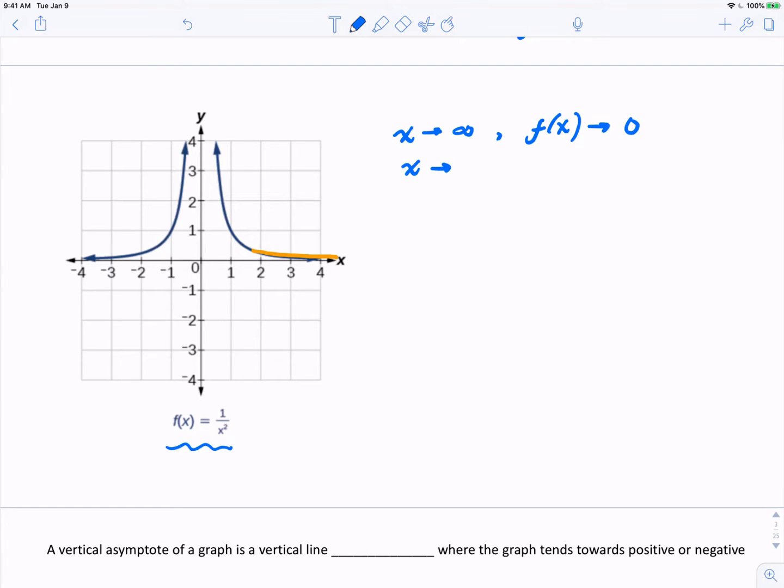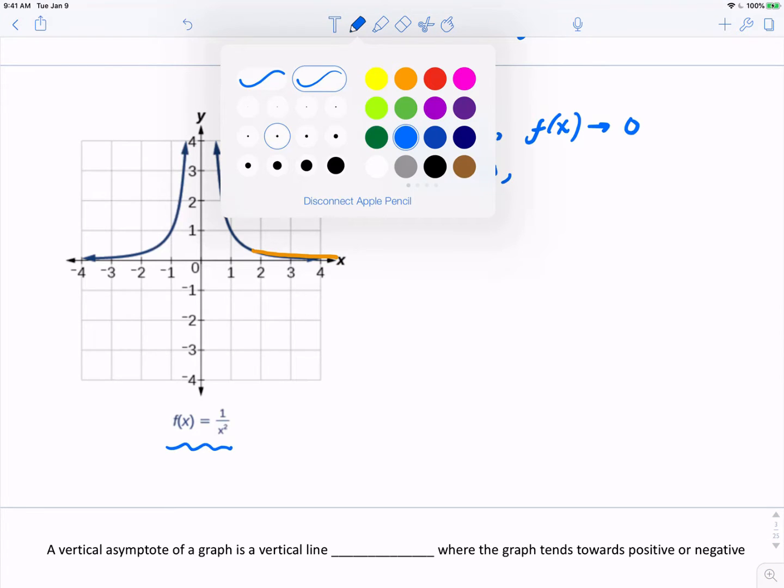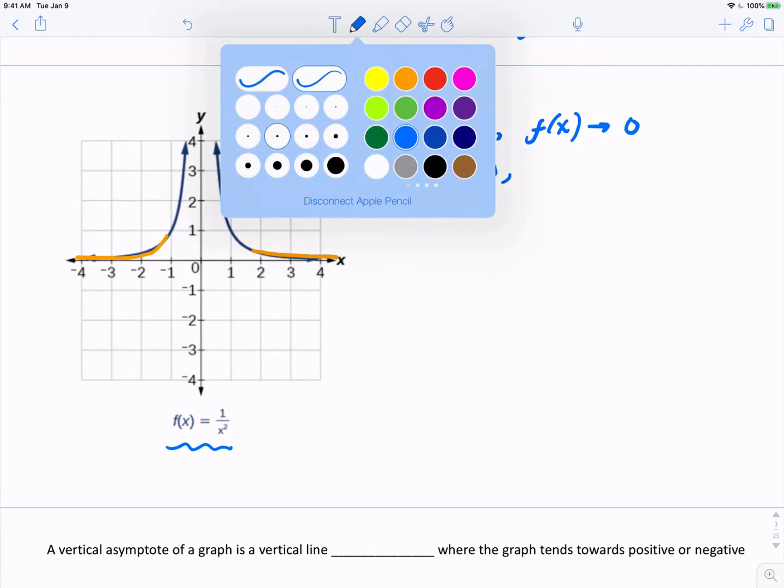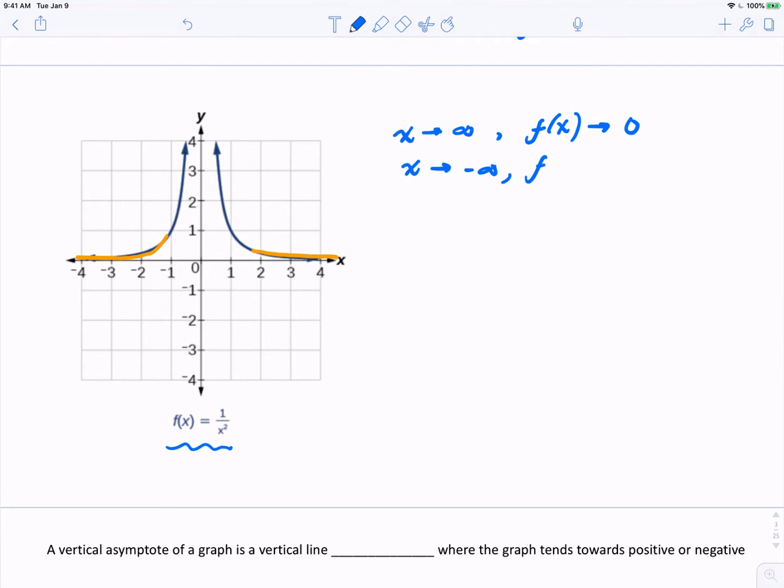Similarly, as x approaches negative infinity, again, along the x-axis, we're going to start getting less and less negative, more negative. What are the y values doing? And again, they're doing the same thing that they're doing on the other side. The y values are approaching 0.